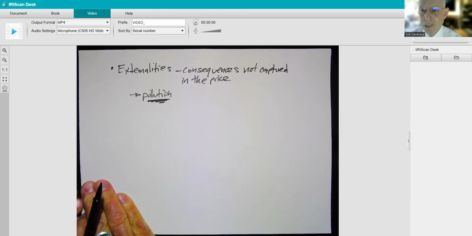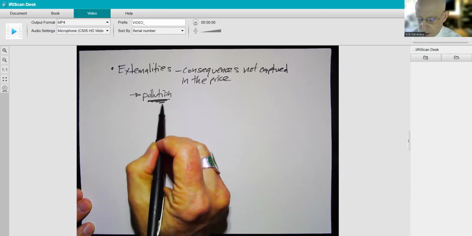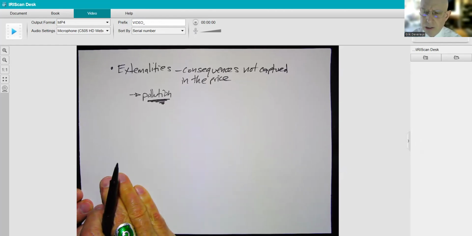But anytime that a market has consequences that are not captured in the prices being paid by consumers or charged by the producers, then you can get an externality. You can also have positive externalities. You can have benefits from the marketplace that are felt in society, and the producer cannot charge for those benefits.